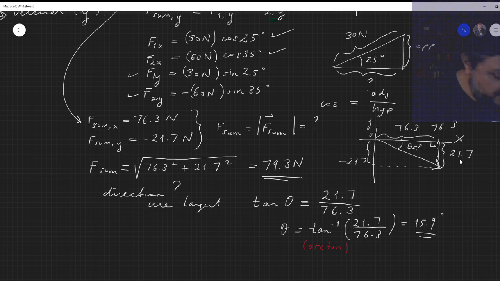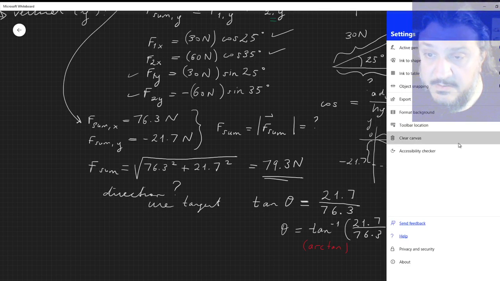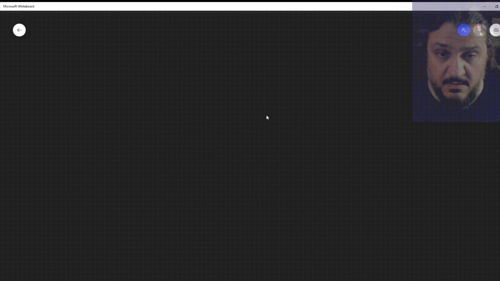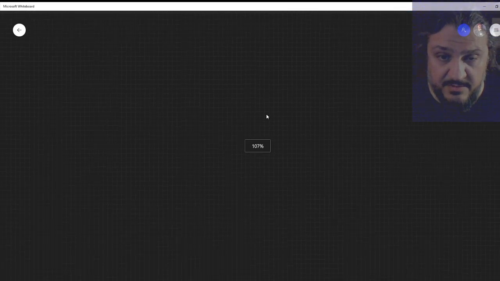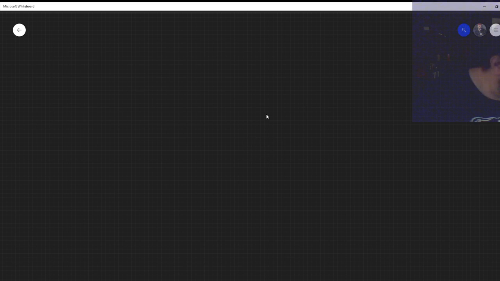So let's solve one more problem from vector addition. I don't know which one. Let's do the last one here, 26. Okay, I'm going to clear canvas. Let's go back to 100% zoom. Okay, so this is number 26.